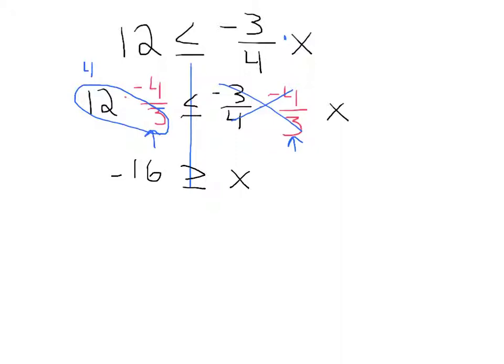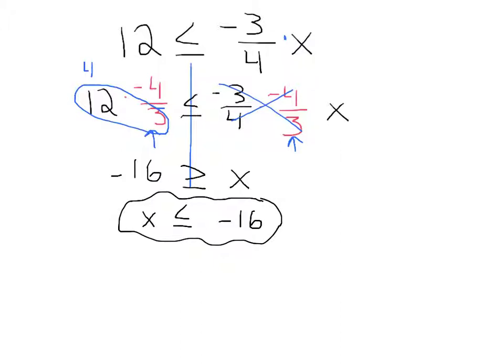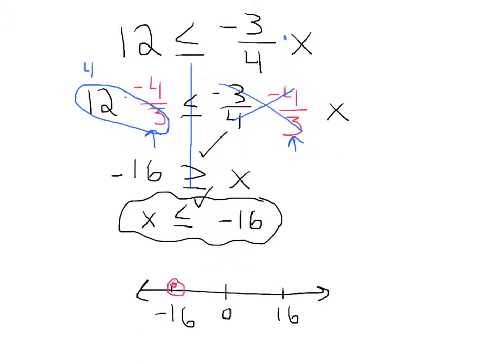So there's my solution. However, I need to rewrite it so the variable is back on the left. So x is on the left, negative 16 on the right, and now I have to do another flip. So x is less than or equal to negative 16. So we had to do a double flip. We had to flip it because we multiplied by a negative, and then to get the variable on the left side. Now let's graph it. At negative 16 we have a closed circle, and all numbers less than negative 16, so we shade to the left.